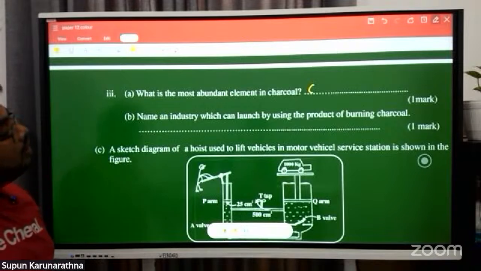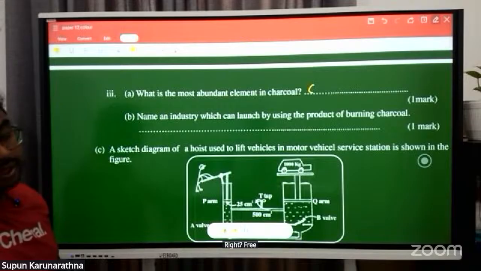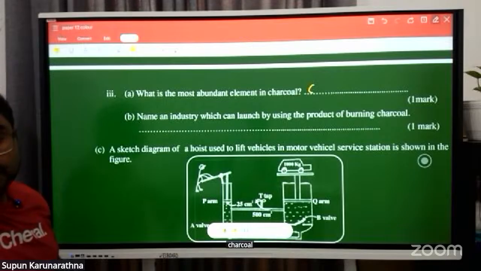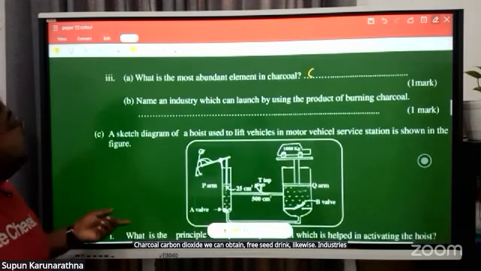Name the industry which can be launched using the product of burning of charcoal. From burning of charcoal, we can obtain carbon dioxide, and from it, freeze-drying and likewise industries.